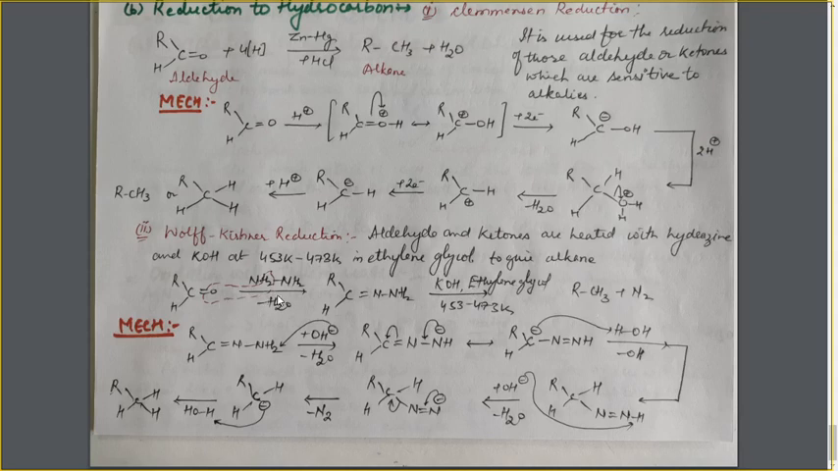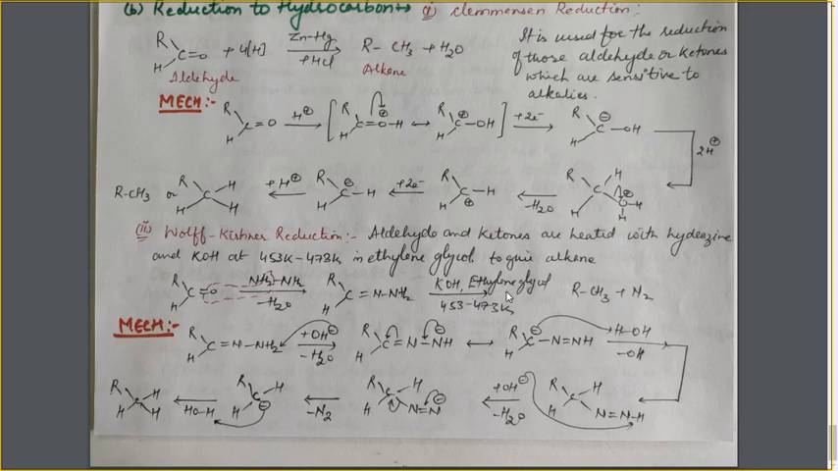Now, how is this reaction taking place? As you have seen earlier in the reaction of the ammonia derivatives, that is a nucleophilic addition reaction followed by elimination. How does the reaction take place? The O part will be lost with H2 in the form of H2O, and there is a formation of a double bond. So this hydrazone is formed in the first step, and then it is heated with a strong base like KOH in ethylene glycol.